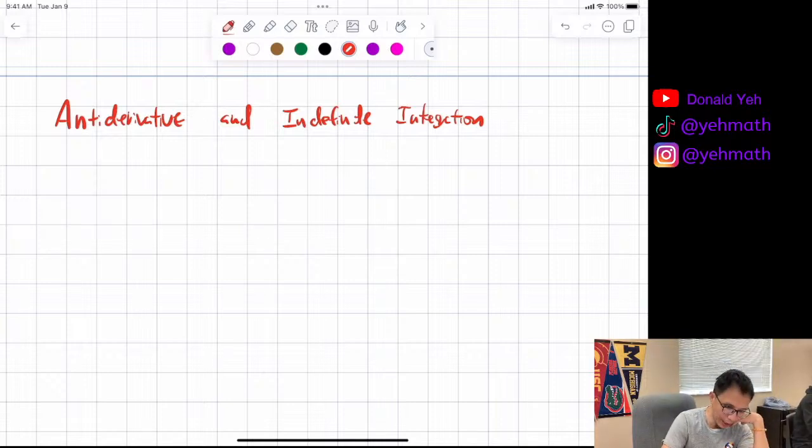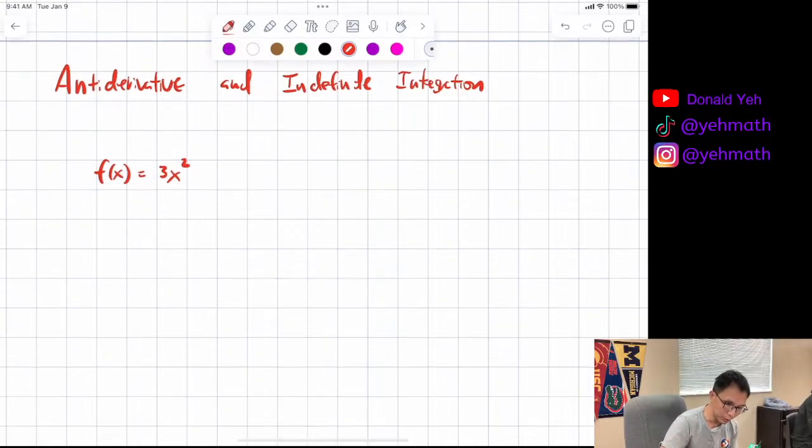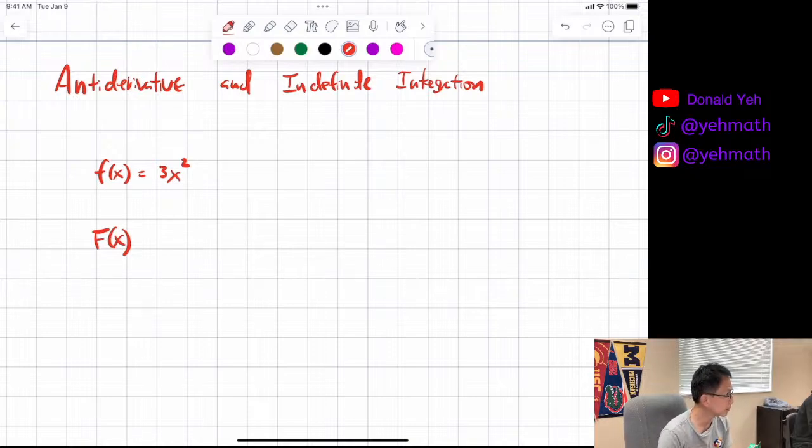So let's assume that I have f of x equal to 3x squared. Can you tell me which function, after you take a derivative, is equal to 3x squared? Good. So we're going to say there's a capital F of x, and capital F of x is equal to x cubed.